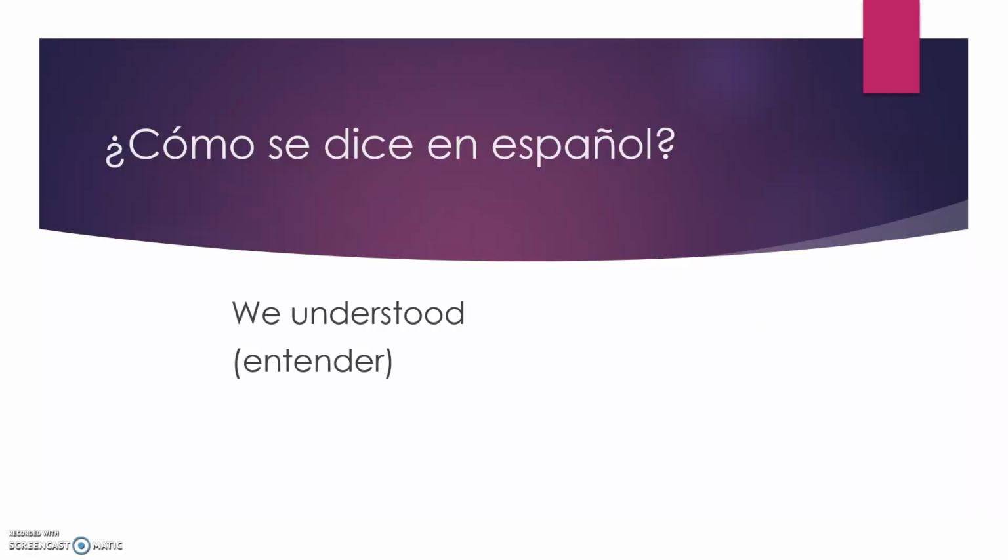¿Cómo se dice en español? We understood. Entender is the verb, and I want the nosotros form in the preterite. This looks almost just like the present tense form. It's entendimos. So the IMOS is used for all the nosotros forms of ER and IR verbs in the preterite. Okay, so we understood, entendimos.